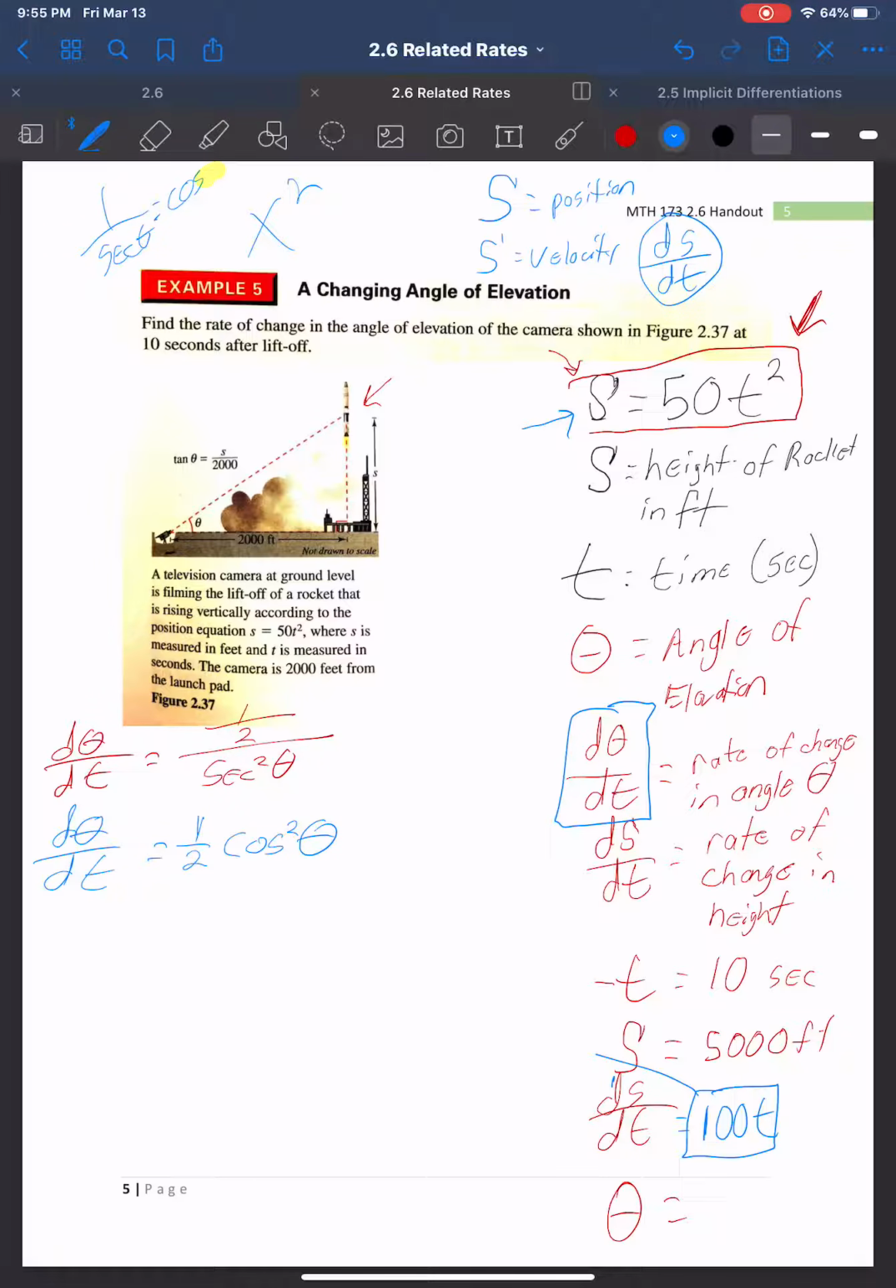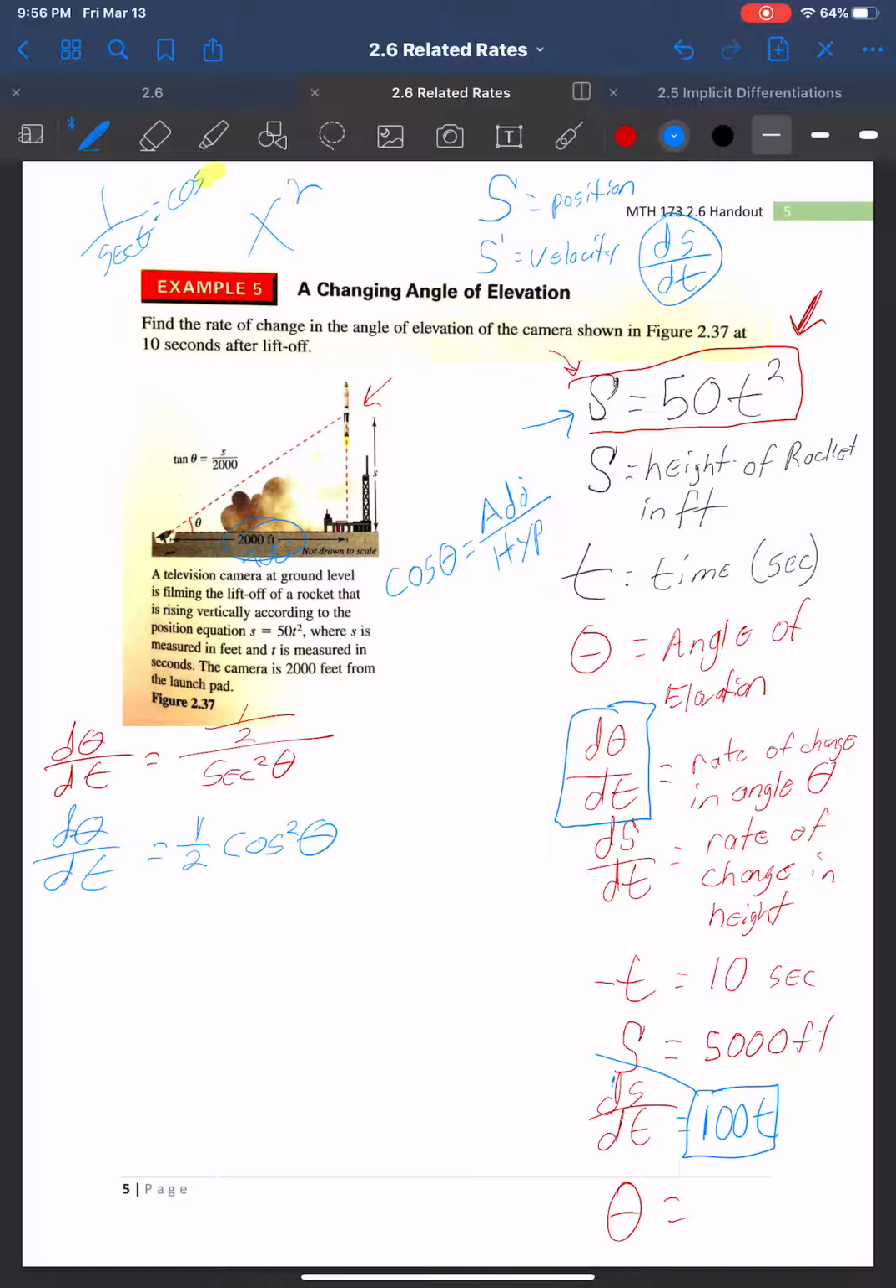So what the heck is cosine? Cosine of theta is defined by its adjacent side divided by its hypotenuse, right? Cosine is a function. You give it a theta, it gives you back this ratio of adjacent to the hypotenuse. So let's look at this triangle. Do we know adjacent? Well, yes, we do. This is adjacent. That's 2,000. That's easy. Do we know the hypotenuse?